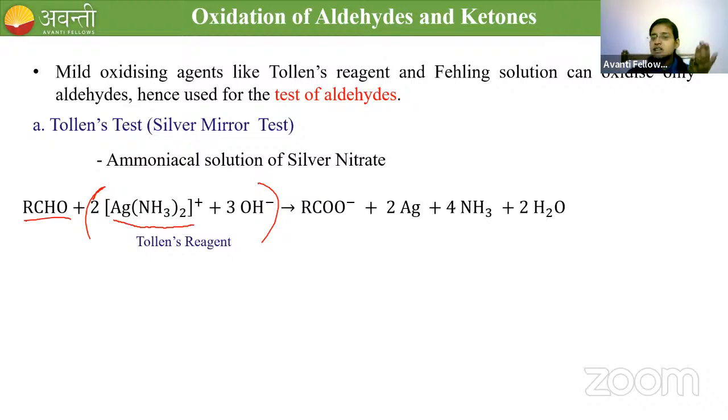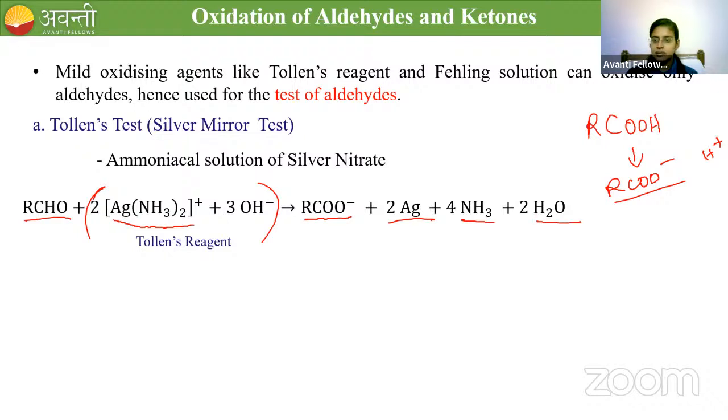If an aldehyde is treated with this ammoniacal solution of silver nitrate, it will produce a carboxylate ion. RCOOH is called carboxylic acid. If I get RCOO minus and H plus, this is called the carboxylate ion, which means it has undergone oxidation. So the aldehyde is getting oxidized to carboxylate ion with the removal of Ag, NH3 and water. Ag is silver, so a silver mirror is observed in the container in which we are doing the reaction.